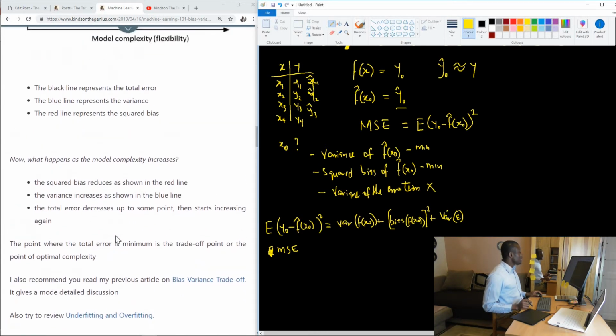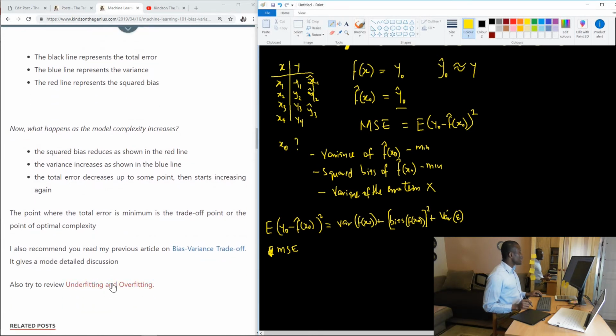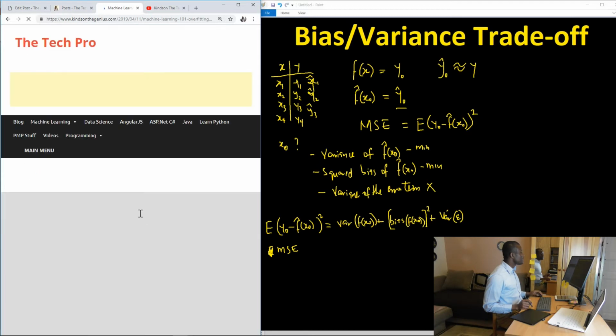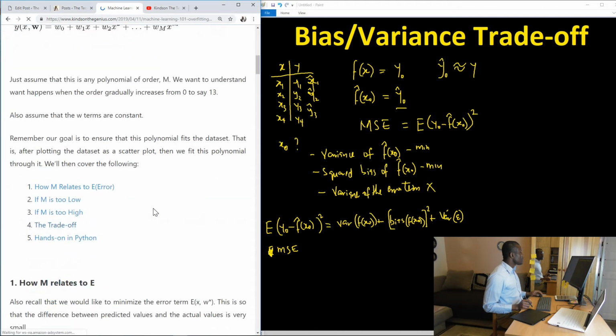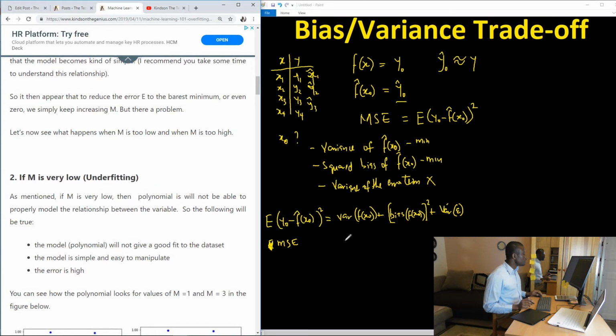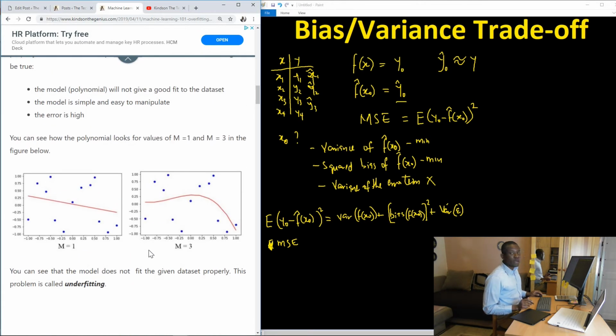So I'm not going to continue reading this. I'm going to refer you to the underfitting and overfitting material because it gives a few more details on this. So I'm going to stop here, and hopefully you've understood the meaning of the bias-variance trade-off. I recommend you take some time to do the Python practical because we actually plotted this in Python and see how we increase the model complexity and see the effect it has on the total error and how it relates to both underfitting and overfitting.